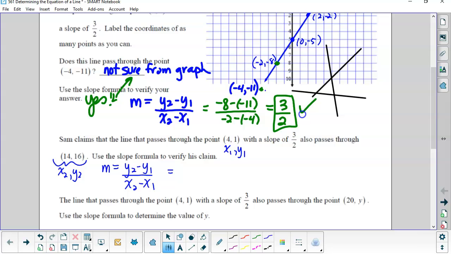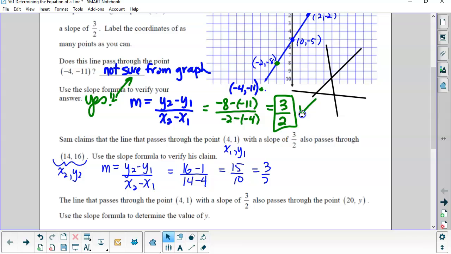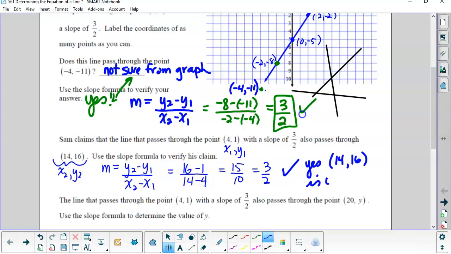We don't even have to look at a graph now. So 16 minus 1 over 14 minus 4, that's going to be 15 over 10, which is 3 over 2. Now I don't like showing my work across in a horizontal line like that, but there's limited space, right? So that's why I'm doing it that way. Okay, the line that passes through the point, let me just finish this. Yes, so verified, yes, 14, 16 is on the line.